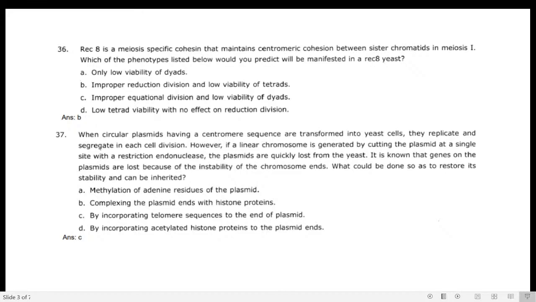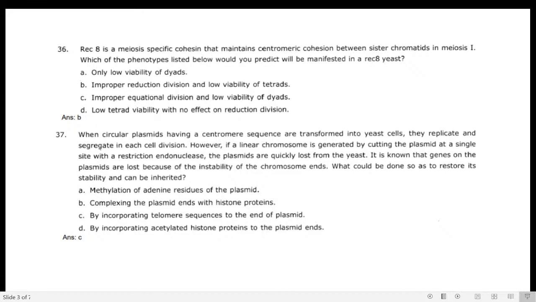They are doing research on recombination with these yeast cells. So in that study, what kind of result are they getting, that is the question. Rec8 is the meiosis specific cohesin that maintains the chromatid cohesion between the sister chromatids in meiosis 1. Here they have given phenotypes, and you select the answer that would manifest in Rec8 yeast. So the answer is B, the improper reduction division and low viability of tetrads.